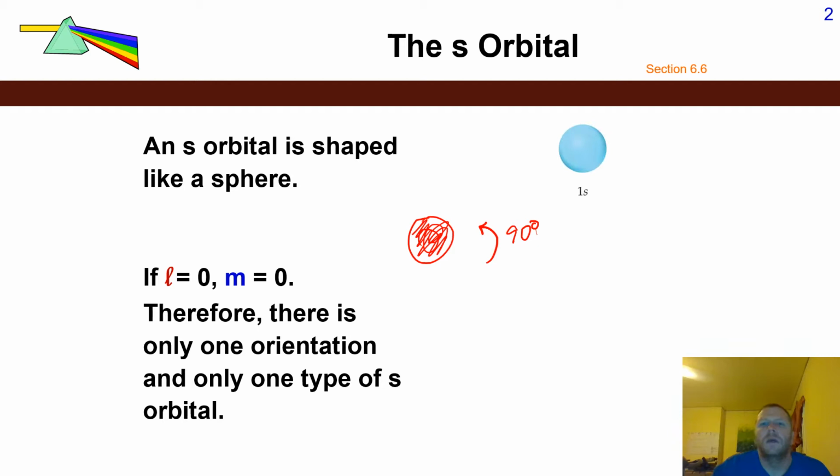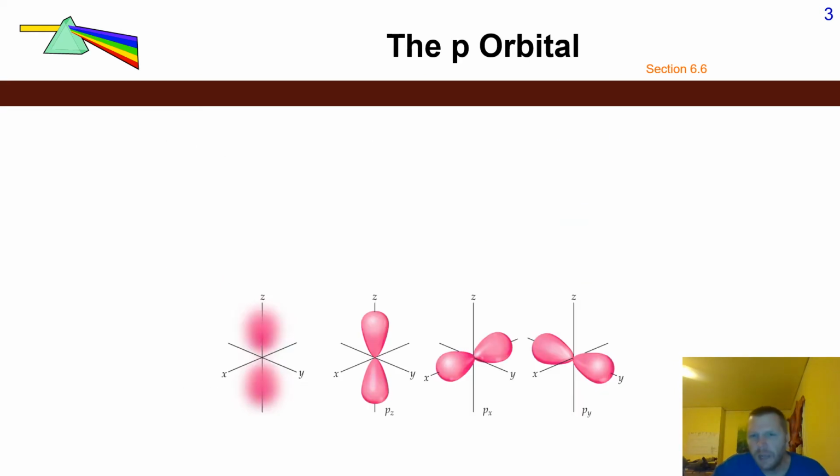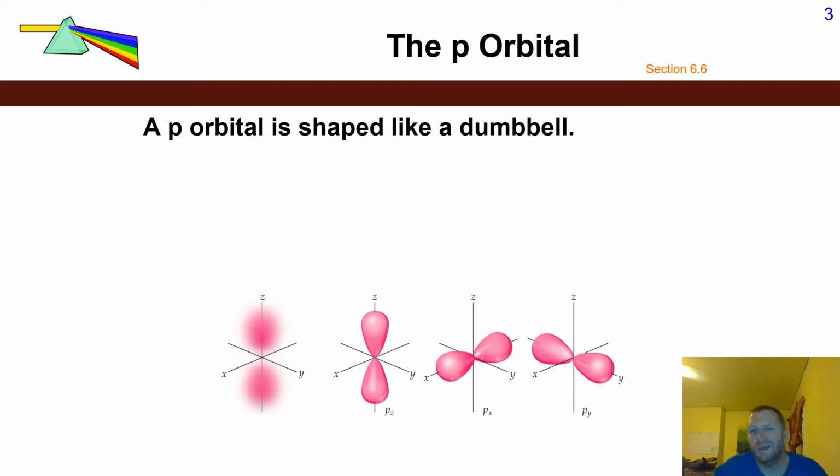Okay, now that's the 1s orbital, the 2s orbital, the 3s orbital. Think about these orbitals as getting successively larger and larger. What we're doing here is looking at where some electrons are basically placed. Now the next orbital set is the p orbital. A p orbital is shaped like a dumbbell. I'll generally refer to it as a dumbbell shape.